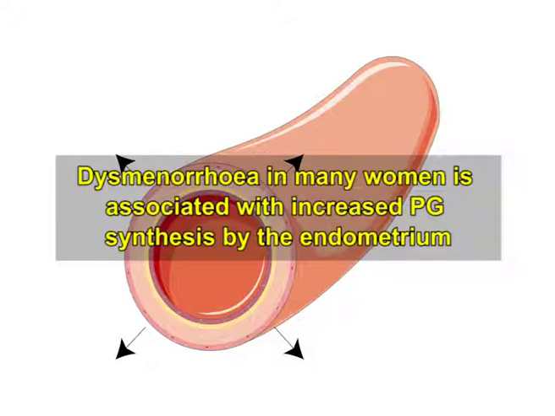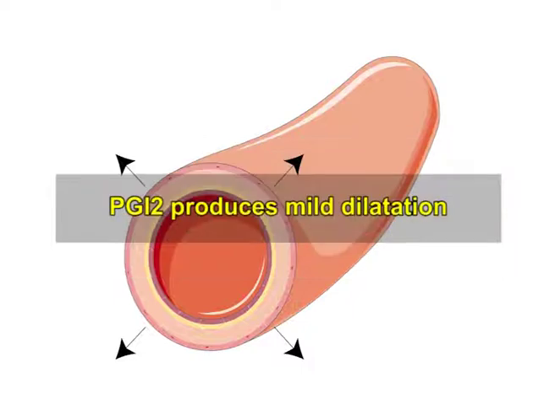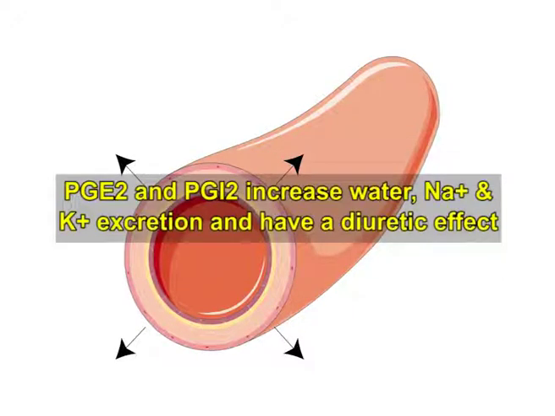Dysmenorrhea in many women is associated with increased PG synthesis by the endometrium. PGF2 alpha, PGD2 and thromboxane A2 are potent bronchoconstrictors, more potent than histamine, while PGE2 is a powerful bronchodilator. PGI2 produces mild dilation. PGE2 and PGI2 increase water, sodium and potassium excretion and have a diuretic effect.